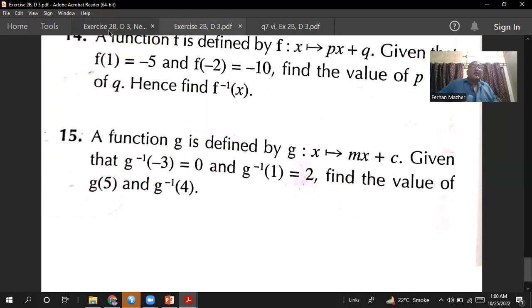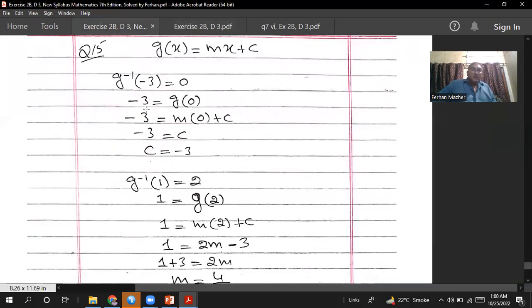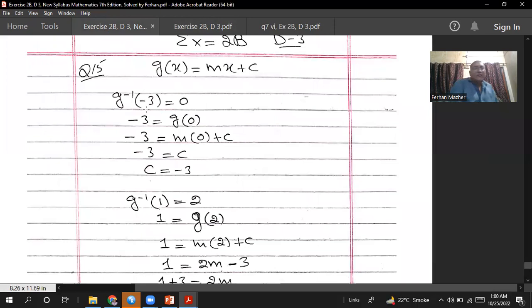Okay, so let me write this. So g of x is equal to mx plus c. g inverse of minus 3 is equal to 0. That is given. So that means minus 3 is equal to g of 0. So it means minus 3 is equal to m into 0 plus c. So m into 0 will become 0, so c will be equal to minus 3. So c value is minus 3.